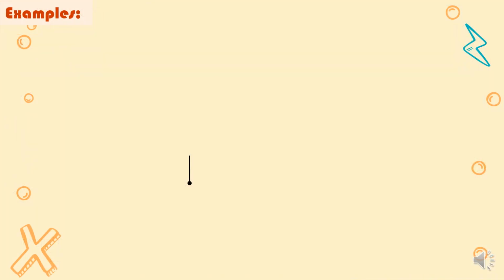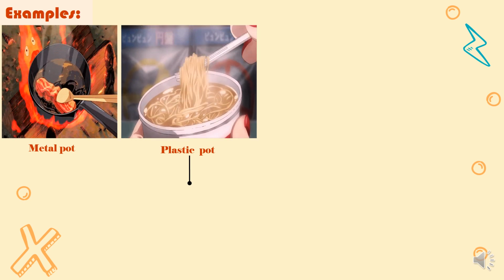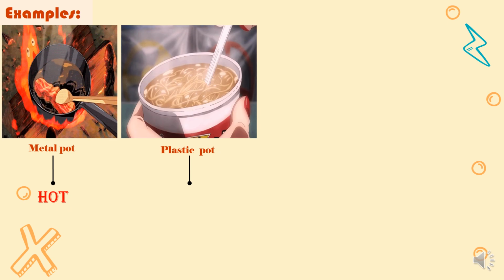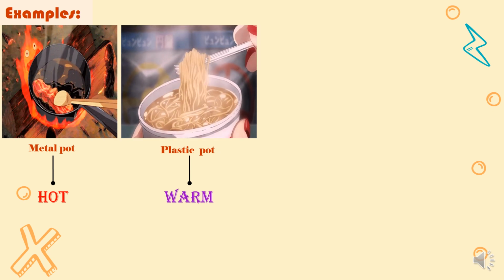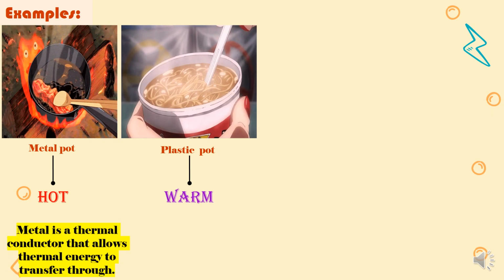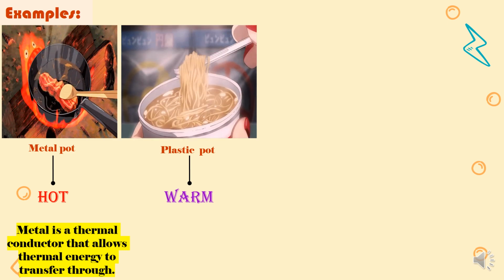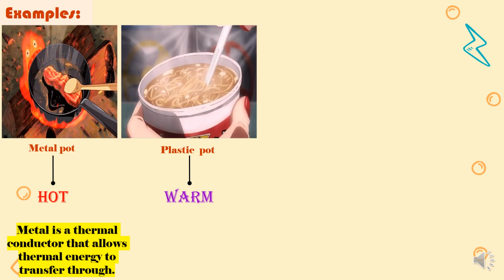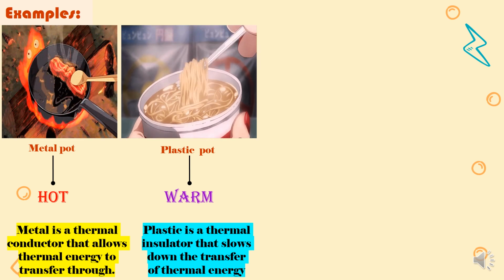Let's take some examples to understand the difference between thermal insulators and thermal conductors. If we have two cups, one of them is metal and the other one is plastic. Can you tell in which one you will feel heat transfer first or faster? Of course, metal pot. Do you know why? Because metal is a thermal conductor that allows thermal energy to transfer through, while the plastic pot is a thermal insulator that slows down the transfer of thermal energy.